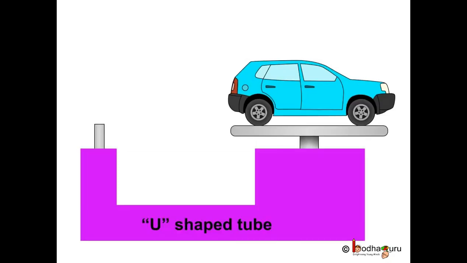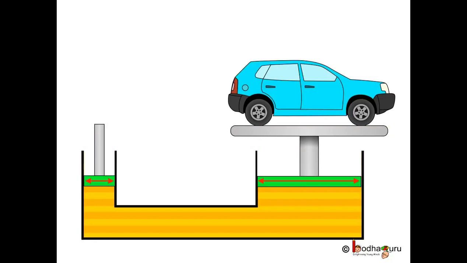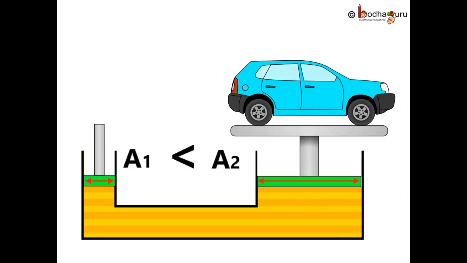It is a U-shaped tube which has two arms and they are closed by two leak-proof pistons. Now here, the two arms have different cross-sections. One arm has a much larger cross-section than the other. So here, we say A2 is greater than A1, where A2 and A1 are the cross sections of the two arms of the U-shaped tube.